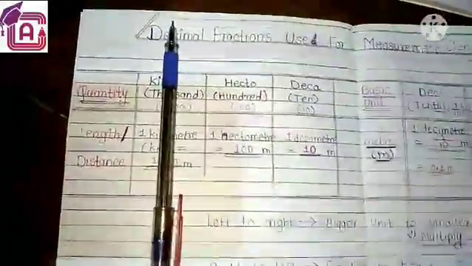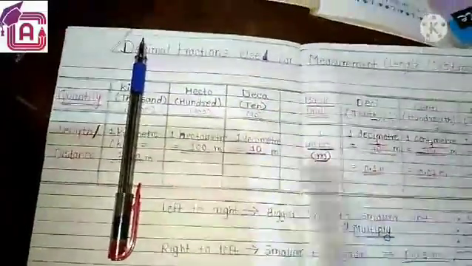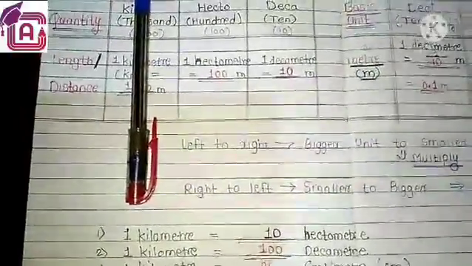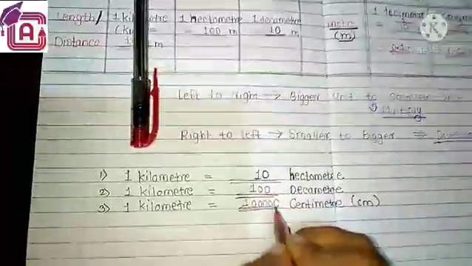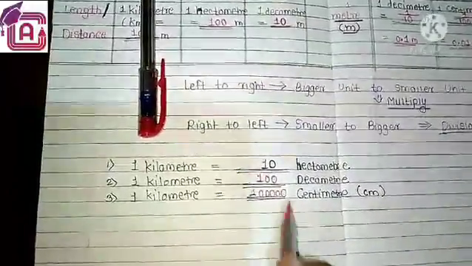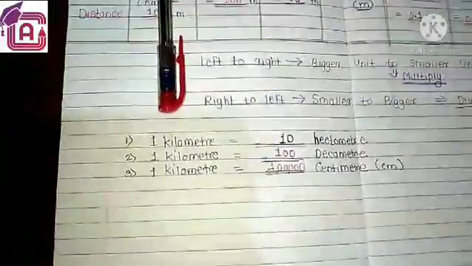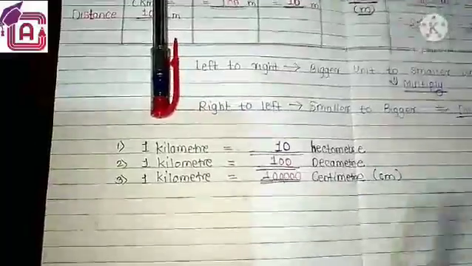So kilometer is a reference point. After that, calculate the places: 1, 2 up to the centi. 1, 2, 3, 4, 5. Yes, at the 5th place, centimeter is present. So write down 5 zeros, and before that write down 1. So what is this number? 1 lakh centimeter. 1 kilometer is equal to 1 lakh centimeter.